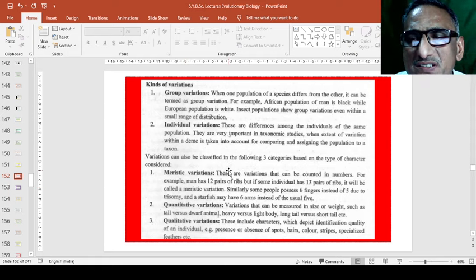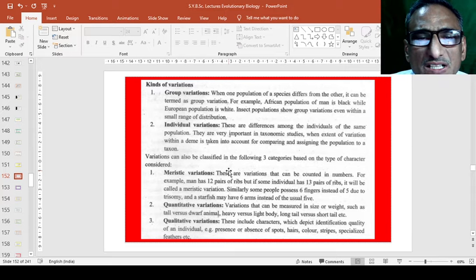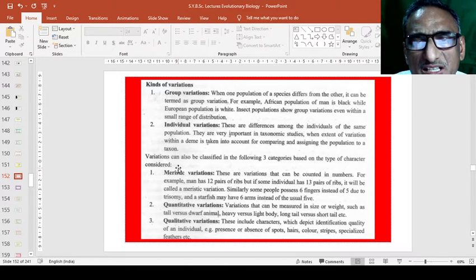In group variations, for example, the people in Africa are black, while the European population is white. So these are variations. And individual variations include important taxonomic studies, in which we can study the population in a specific taxon. Variation can also be classified into the following categories, based on the type of characters that we consider for evolution.